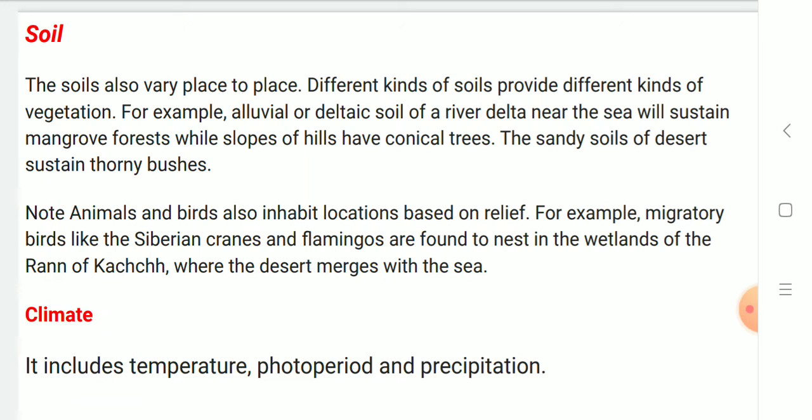Animals and birds also inhabit locations based on relief. For example, migratory birds like the Siberian crane and flamingos are found to nest in wetlands of the Rann of Kutch, where the desert merges with the sea.